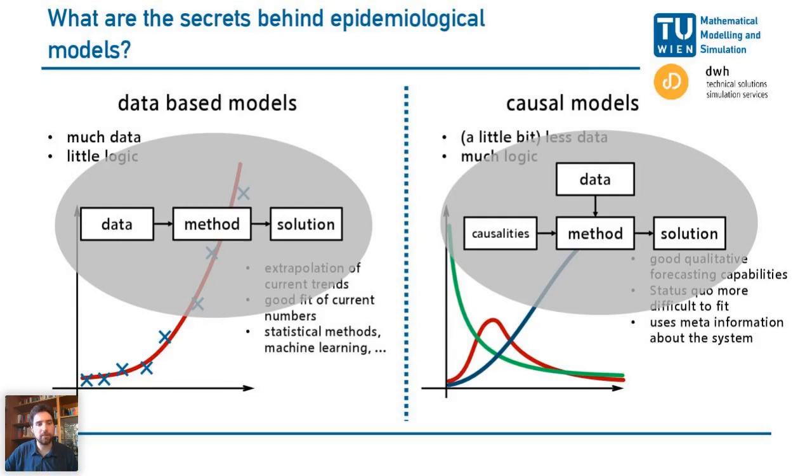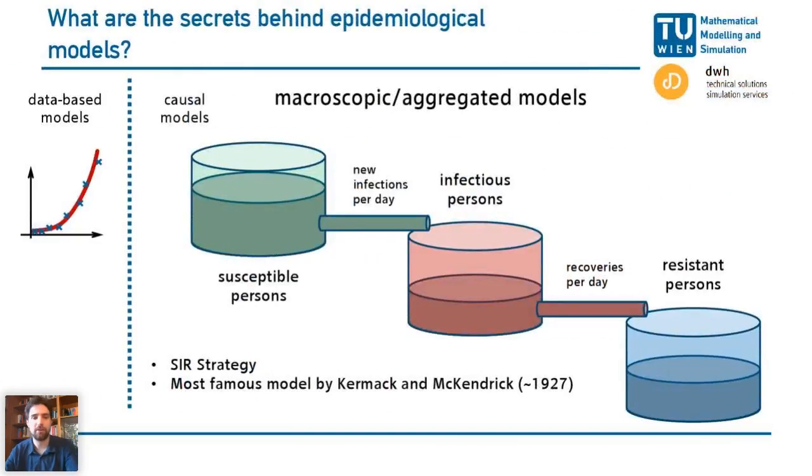Okay, now with respect to causal models, also here you can distinguish between a couple of different strategies. Probably the most famous strategy was founded in 1927 by Kermack and McKendrick, and it is by far the most simplistic strategy, but also still the most elegant solution to the whole problem. The idea is a so-called macroscopic or aggregated model, where you consider the population split into certain compartments, and each compartment denotes a certain subpopulation. In the classic SIR model, which is short for susceptible, infectious, resistant, or recovered, you have 3 compartments in which you distinguish your population.